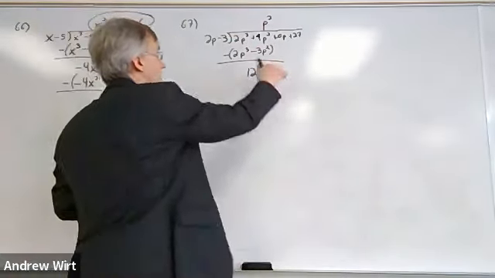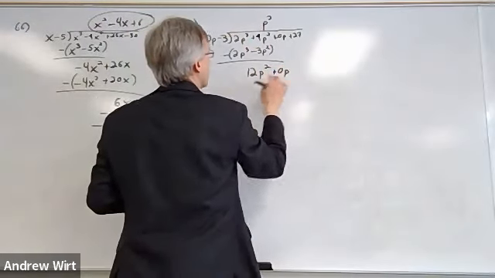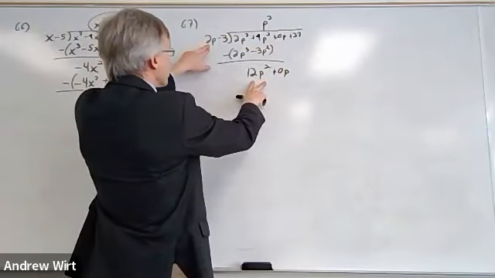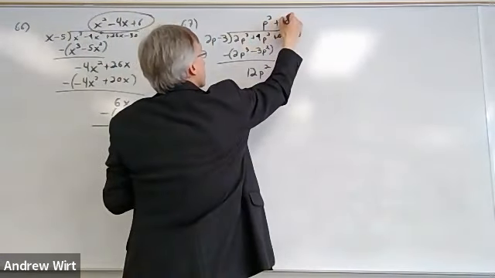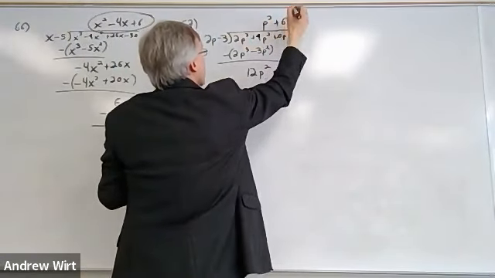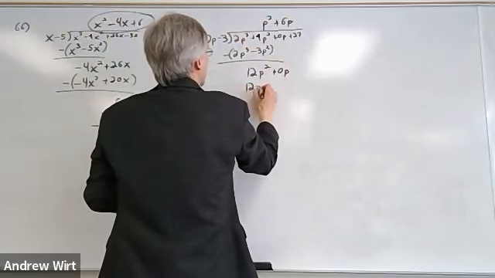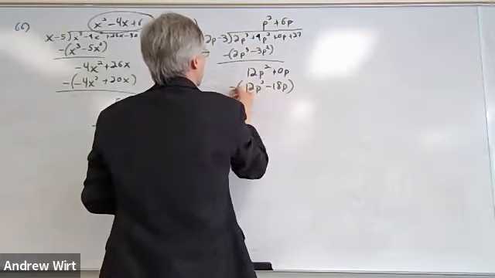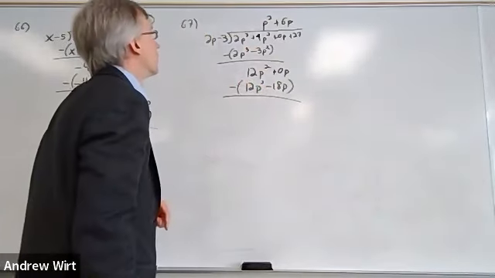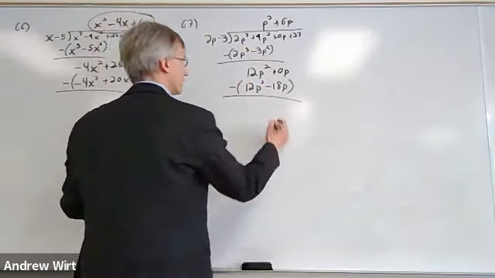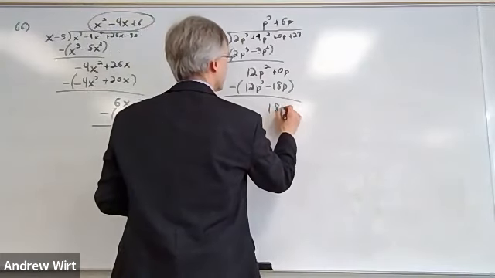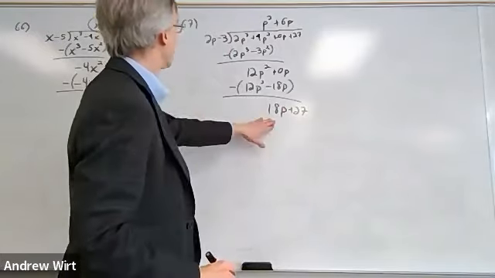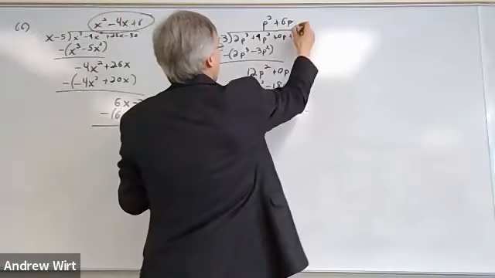Bring down the next one, bring down the 0p. Now we need to match 12p squared. 12p squared divided by 2p is 6p. 6p goes up here. Now subtracting, 0 minus -18 is 0 plus 18, so we have 18p. And 27 there. Now we need to match 18, so we're going to multiply this by 9.